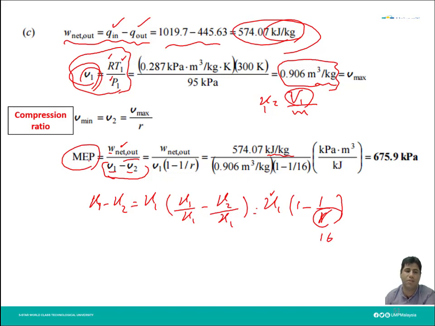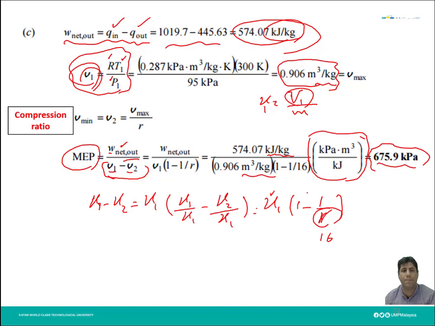Then we can calculate mean effective pressure. Again, you need to be careful about units. Here we have kilojoule per kilogram, and here we have meter cube per kilogram. So we need to use this unity conversion ratio to have MEP, or mean effective pressure, in kilopascal. Mean effective pressure is 675.9 kilopascal.